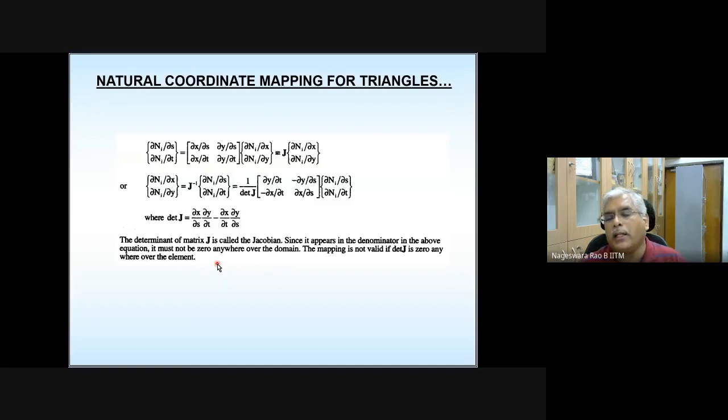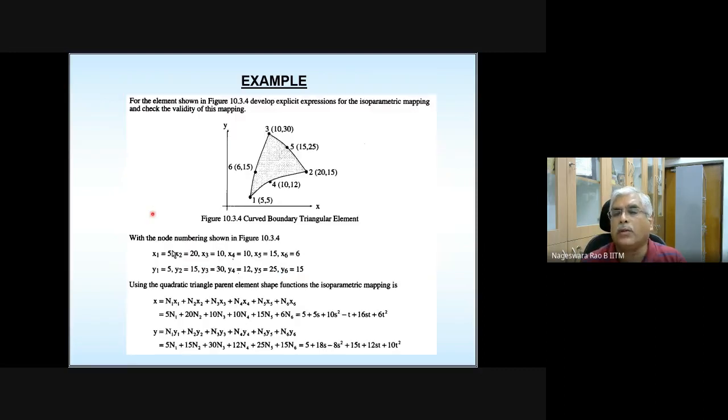So given any element, you need to check whether this determinant is 0 anywhere, or you can also plot x, y as a function of S and T, as we did for the quadrilateral element, and see if there are any folds in the element in that particular figure. Okay, so you can go through all that. I will quickly go through that.